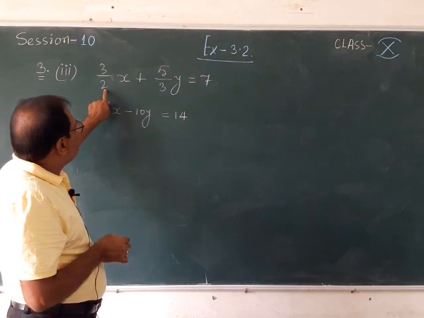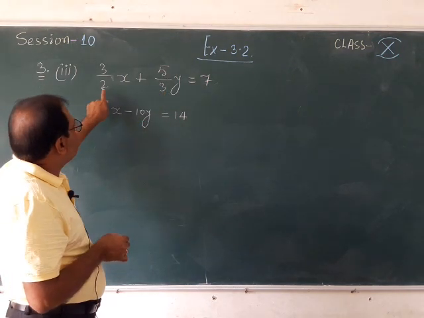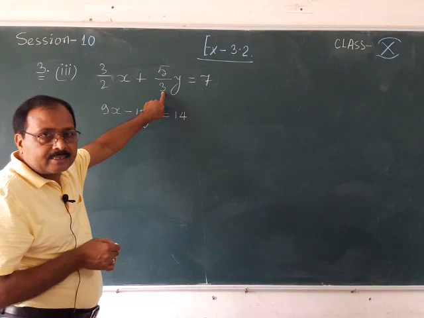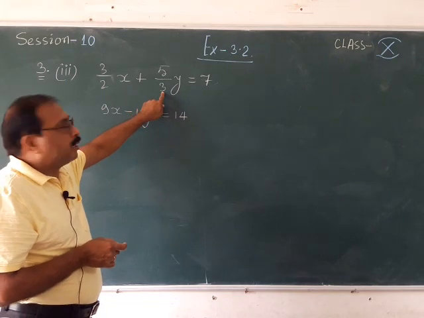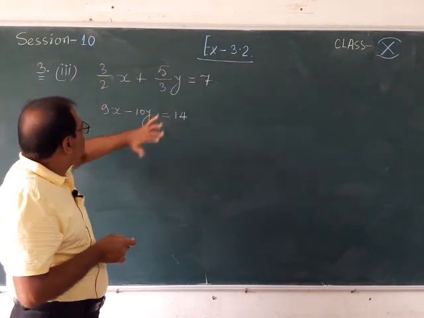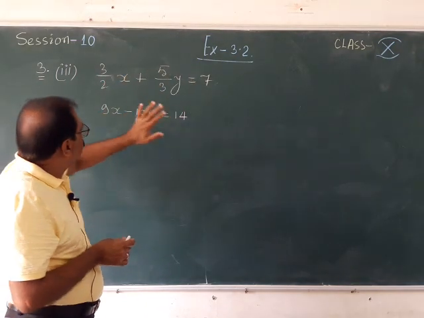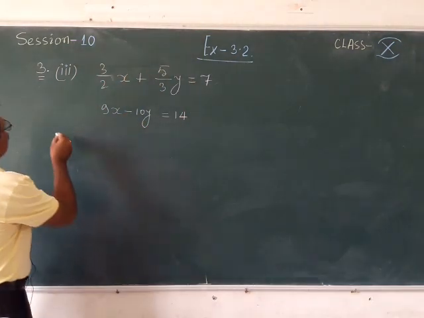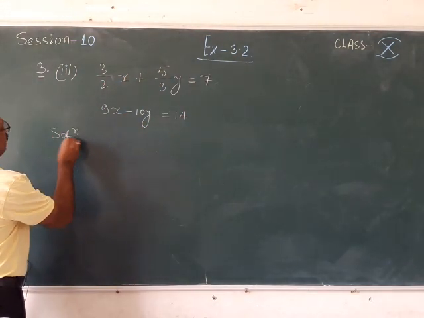First you think of the LCM of 2 and 3. LCM of 2 and 3 is 6. That means when you multiply this equation by 6, then you will have whole numbers. So, what I am going to do in the solution, I am doing that thing only.